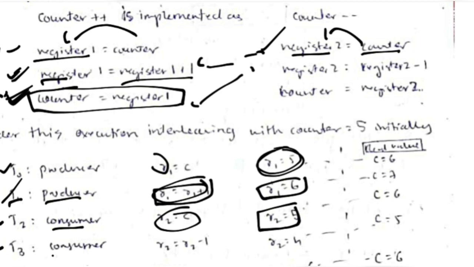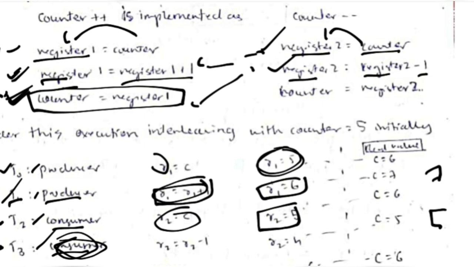In the next execution, the consumer will consume another value. That means the counter value should have become 6, right? The producer produced the value 2 times, it became 7, and then the consumer consumed the value, again it consumed the value, so it should have become 5. But what happens when the consumer consumes the value? The next step will be executed. Register 2 will become register 2 minus 1, which is 4. So R2 will have 4 now.